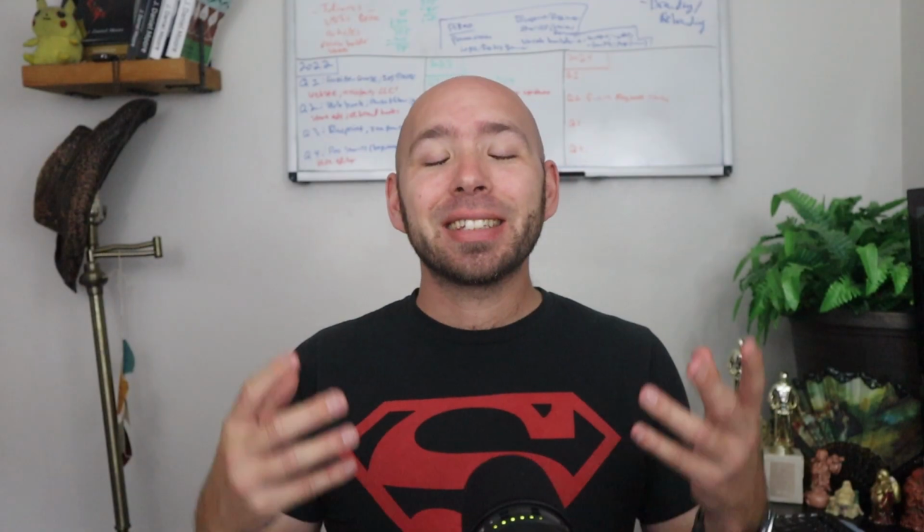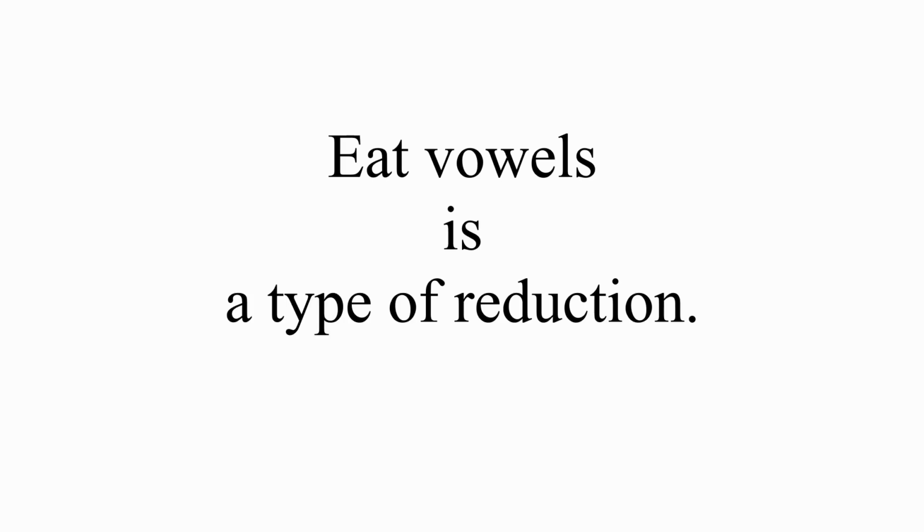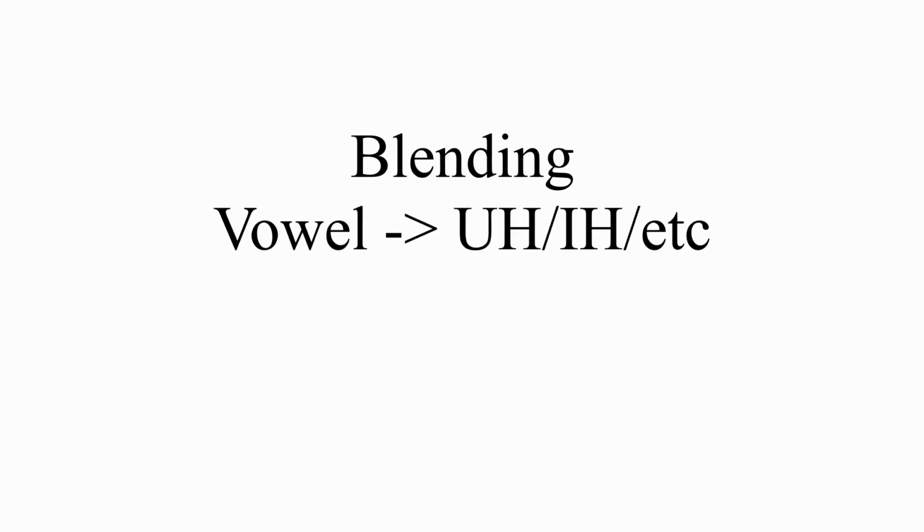So what is this eating vowels? What do I mean? We're just taking a vowel and just... Eating vowels is a type of reduction, because we know with a reduction, we're going to get maybe two sounds blending, maybe a sound disappearing or dropping. So when we're eating a vowel, we're basically dropping the vowel. But how can we do that?